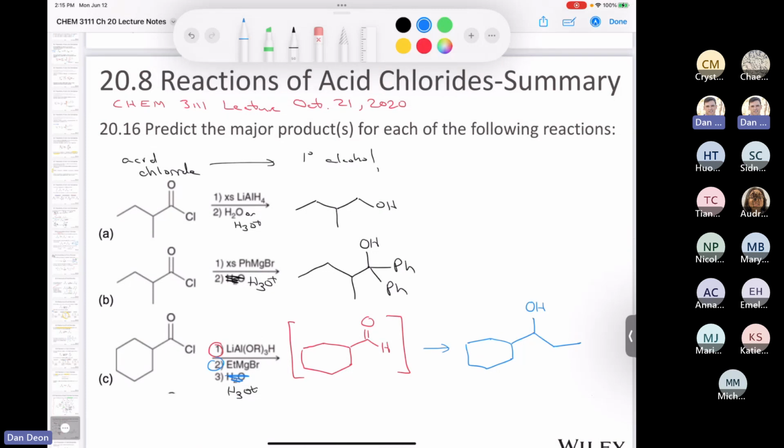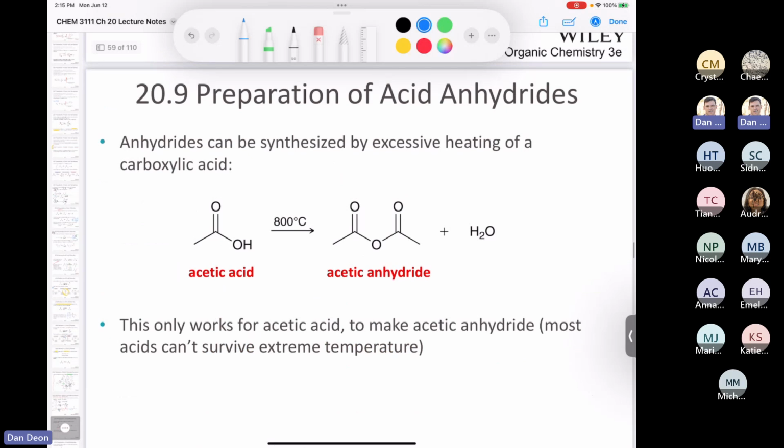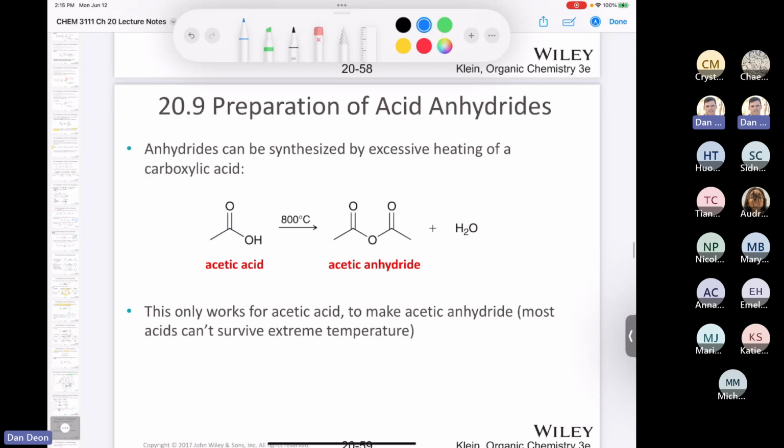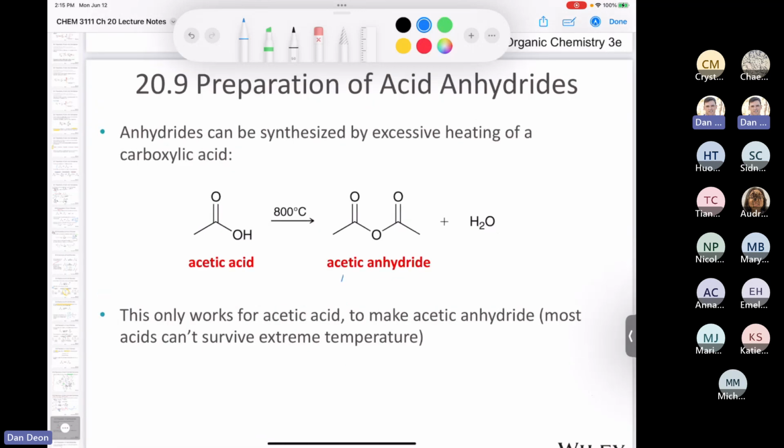So there you go, now we've finished acid chlorides. They're the most reactive of all of the carboxylic acid derivatives. Let's move on from acid chlorides to acid anhydrides. One of the first reactions anybody learns about acid anhydrides is how to make acetic anhydride, a reagent we use sometimes. We abbreviate it as Ac2O. There are two acetyl groups, one here and one here, with an oxygen in between them.